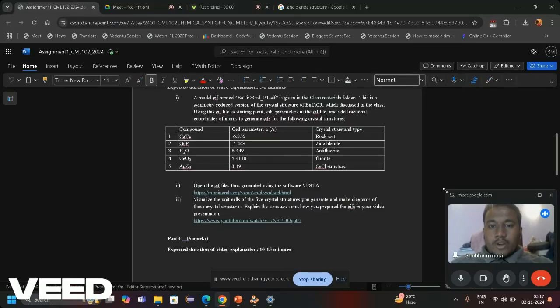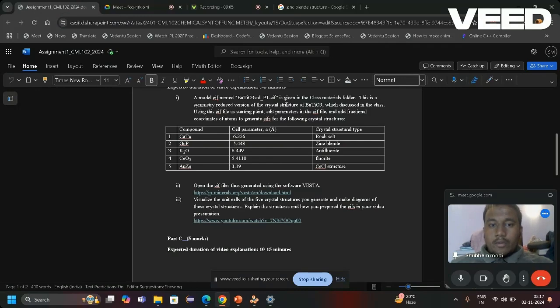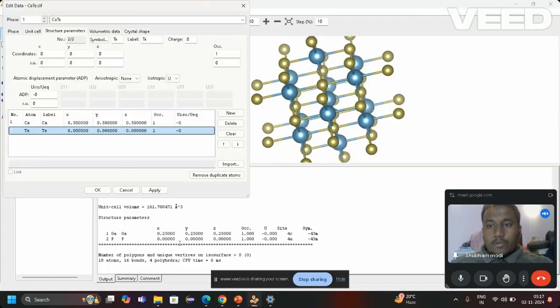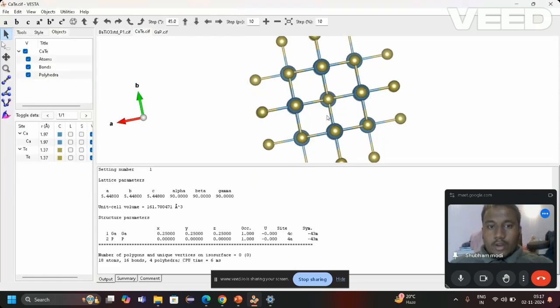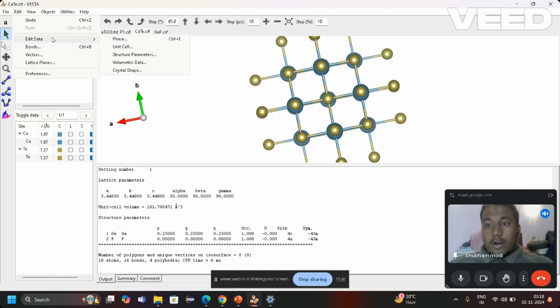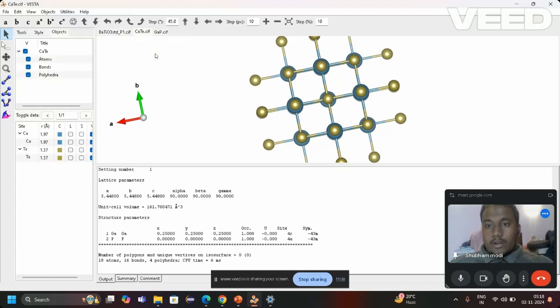In part B of the assignment, I have been given a model CIF of BaTiO3, and I have to construct these compounds using the VESTA software and construct the CIF files. So, moving to the VESTA software and starting from calcium telluride, I have constructed it by editing the structure parameters here.